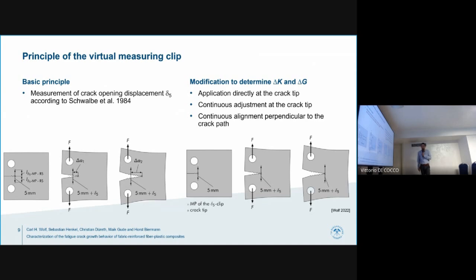The idea of the measuring clip goes back to Schwalbe et al., who measured the crack opening displacement, and we modified it. This means we applied it directly at the crack tip and adjusted it continuously as the crack goes on. Furthermore, it's important to align it perpendicular to the crack growth direction. I will show you on the next slides some examples with the CT specimen. It's just to understand, because of course we applied it to our specimen, but I think in this way it's easier to understand.